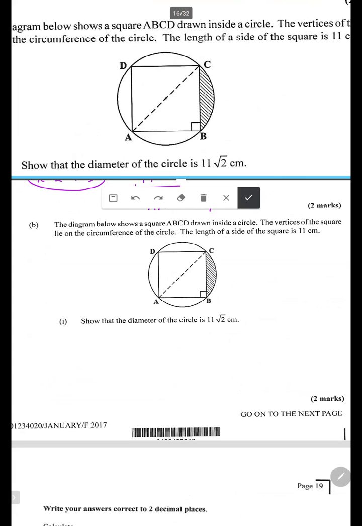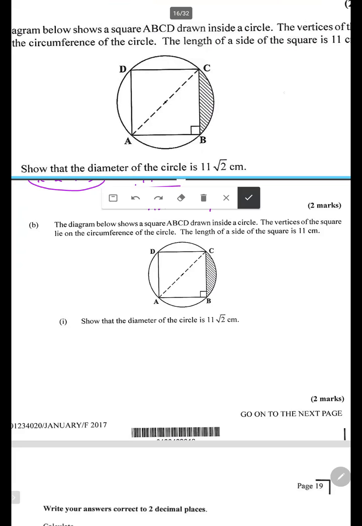The diagram below shows a square ABCD. So that's a square drawn inside a circle. The vertices of the square lie on the circumference of the circle. The length of a side of the square is 11 centimeters. So it means that this side is 11. This is 11. This is 11. This is 11. This is 11. All right.